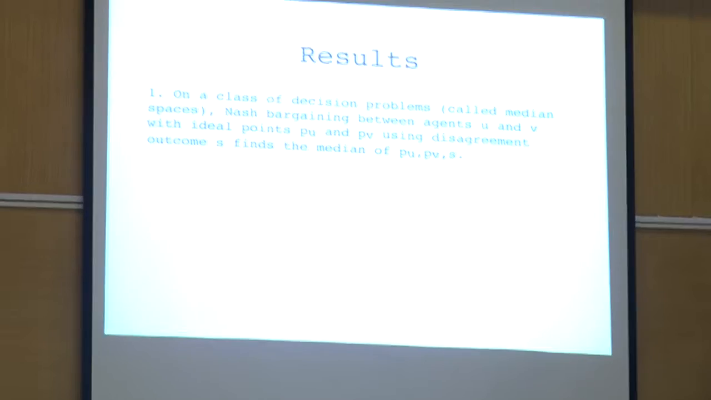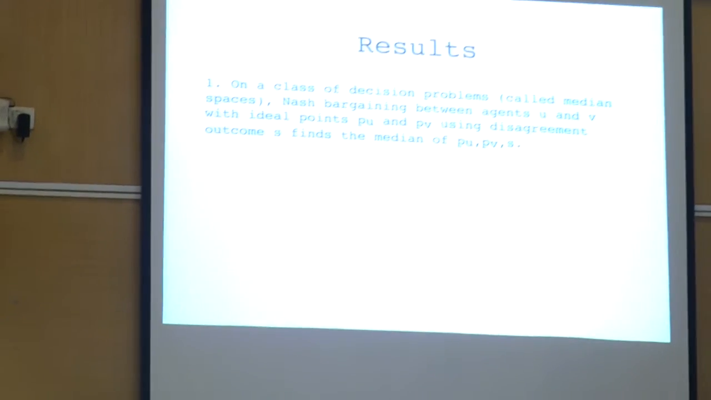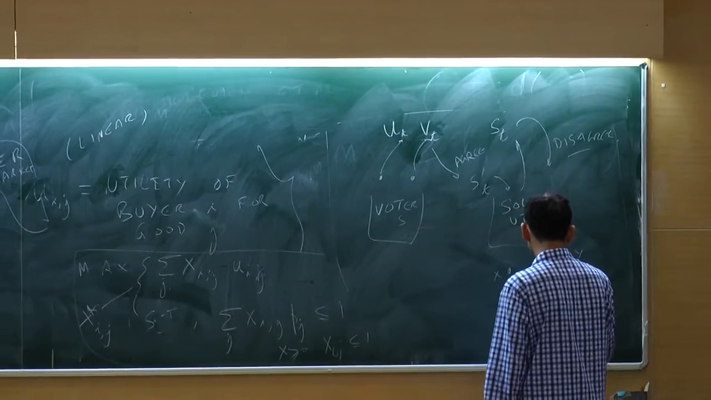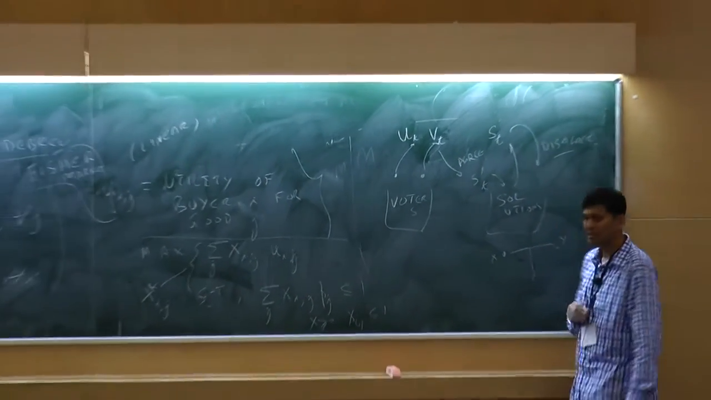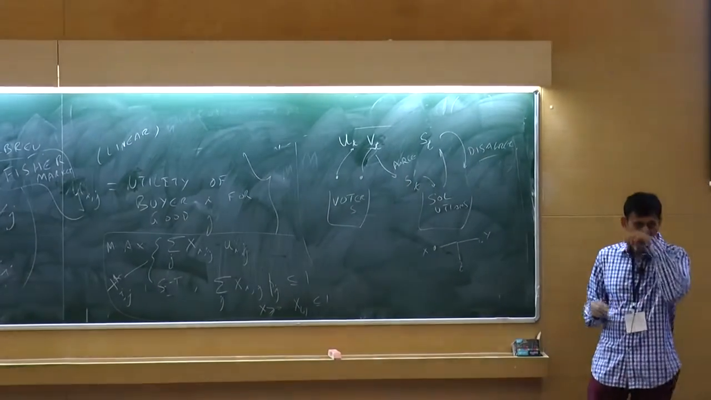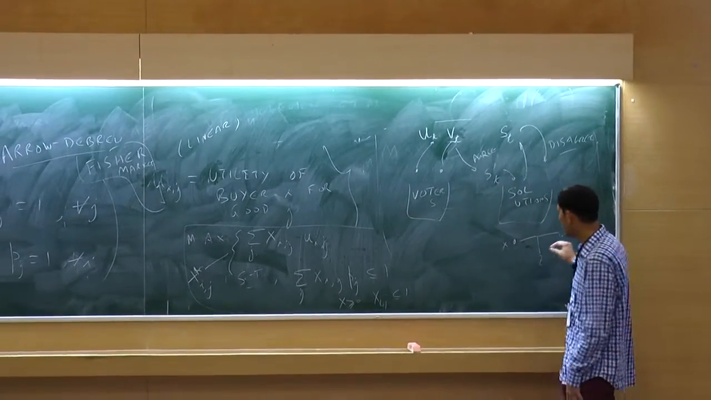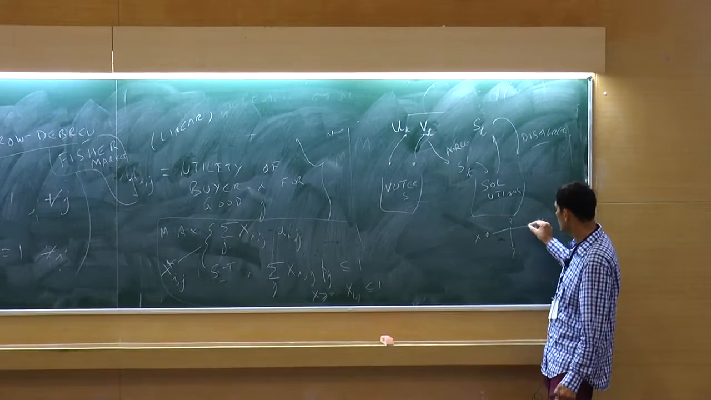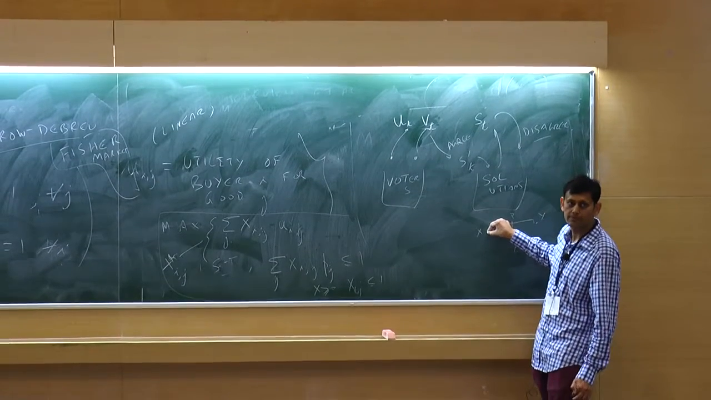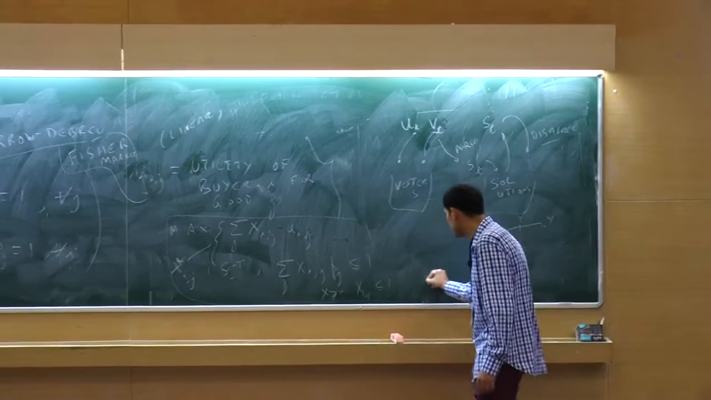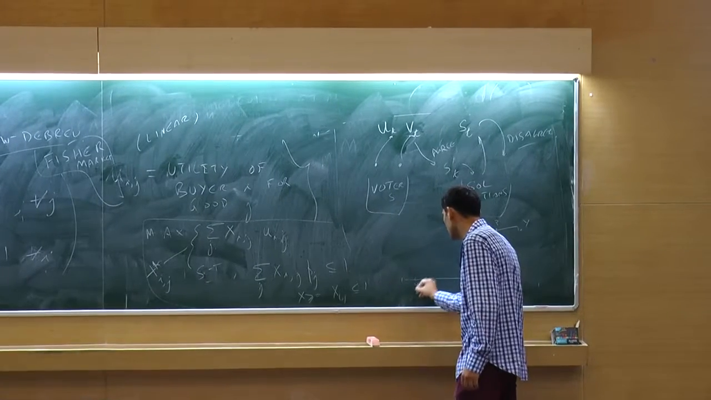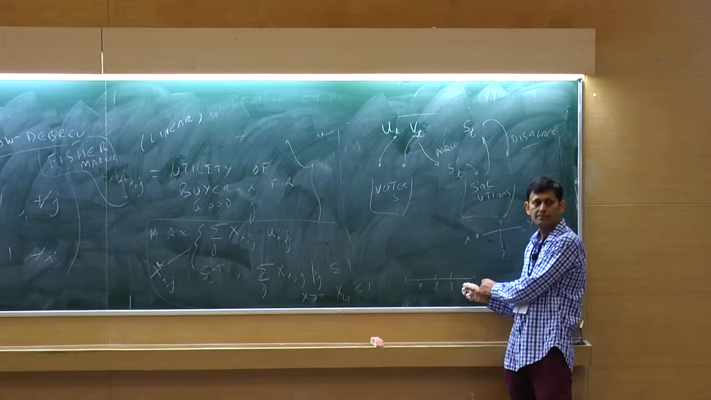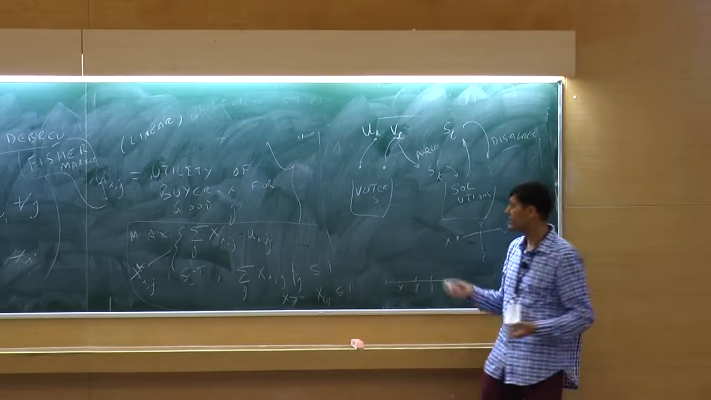A median space is a special kind of metric space where if I take 3 points x, y, and z, there's a unique point which lies on all three shortest paths. Between any 3 points x, y, and z, there's a unique point P which lies on the shortest path from x to y, from y to z, and from x to z. So a line is a median space. If I take 3 points on the line, then the median of these 3 points lies on all three shortest paths.